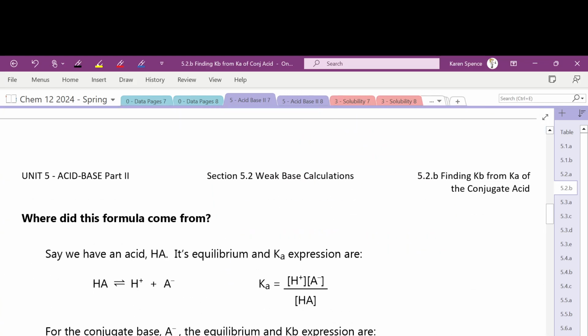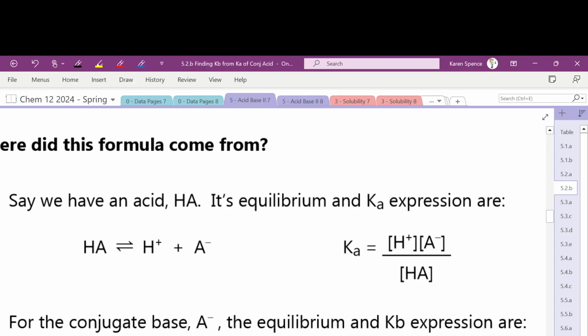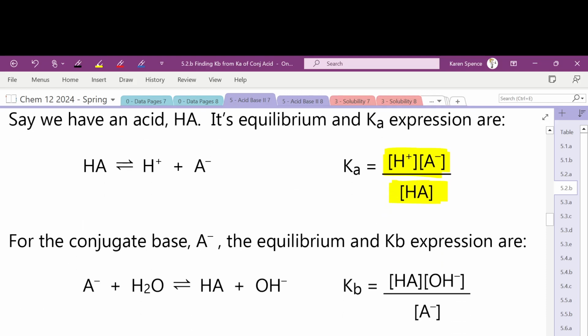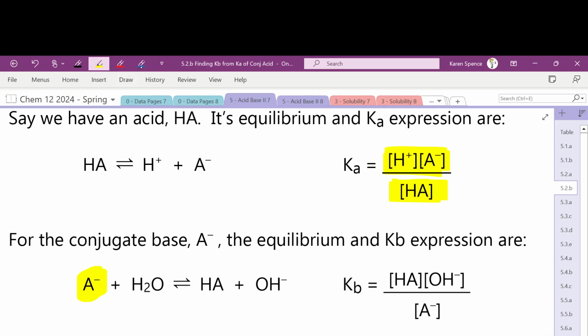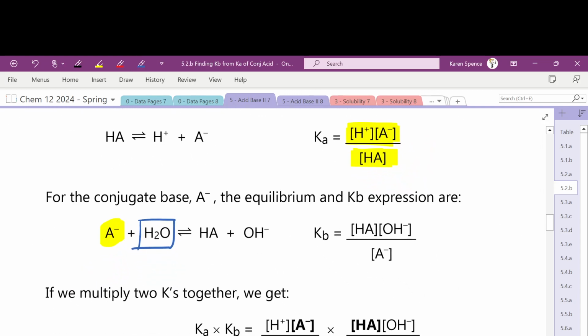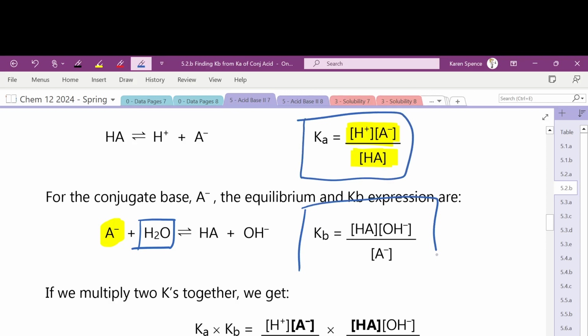So where did this formula come from? We're only going to spend half a second on this because you do not need to be able to derive it, but this is where it came from. Let's say we have an acid, HA. Here is its Ka expression, H over times A over HA. The conjugate base, remember the base reacts with who? Who does a base react with? Water. And you get HA plus OH minus, and the Kb is HA times OH minus over A minus. Now, what happens if we multiply our Ka and our Kb together?